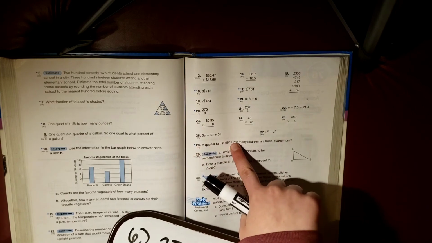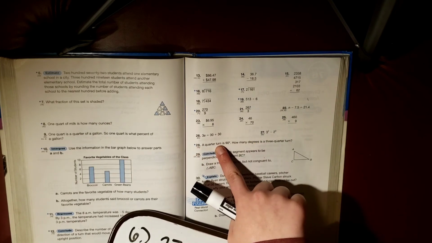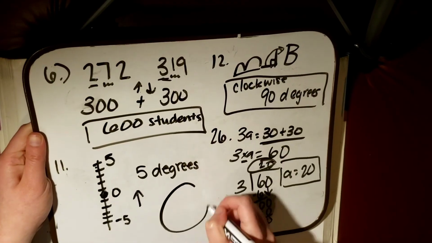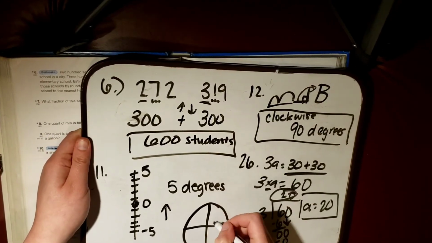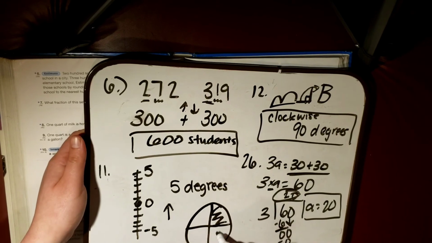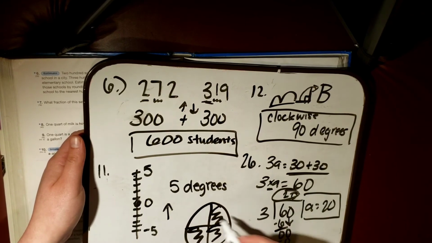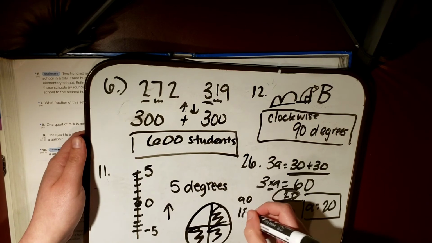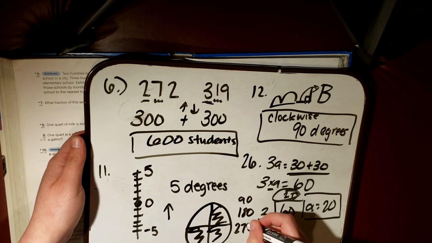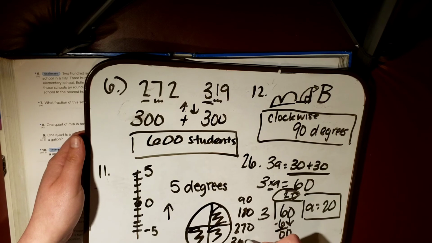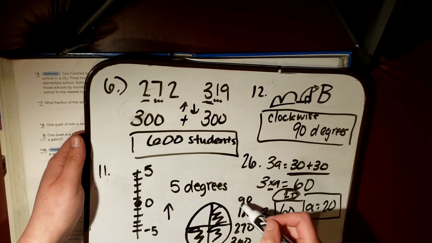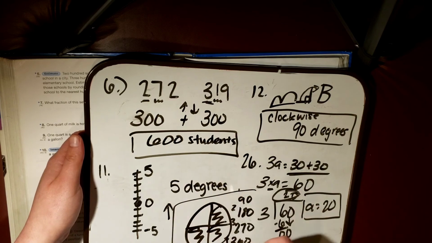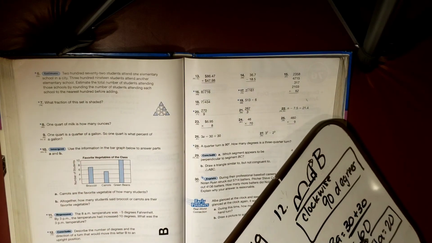And 28 is kind of that circle. Remember we did the circle? So if this is a quarter turn, how many is 3/4? So how many degrees? And remember we went 90, 180, 270, and 360. So we have 1, 2, 3, 4. So think of it like that for number 28.